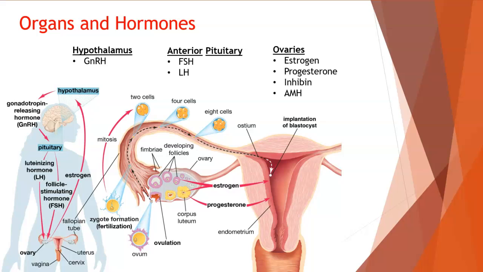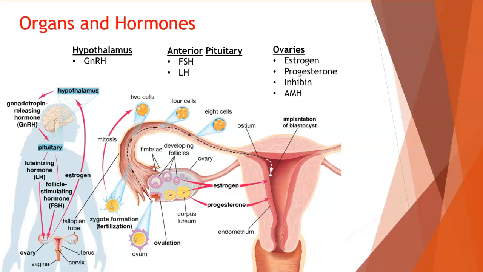Let's start with the hypothalamus, a small structure in the base of the brain that functions as a bridge between the nervous and endocrine systems. It secretes gonadotropin-releasing hormone, or GnRH, which then activates cells in the anterior pituitary, the body's master endocrine gland. These cells then produce both follicle-stimulating hormone, FSH, and luteinizing hormone, LH, which travel through the bloodstream to the ovaries. Here, they trigger a complex series of events, which we will cover in the next few slides.